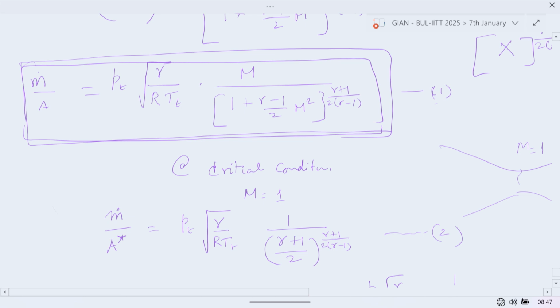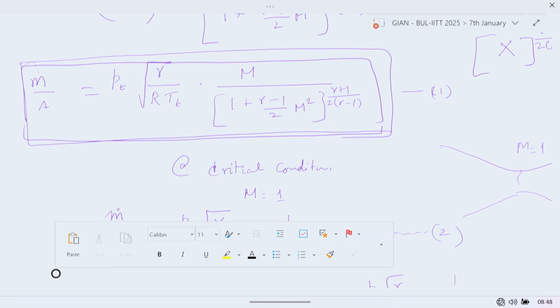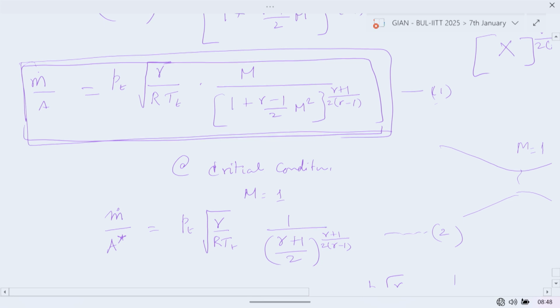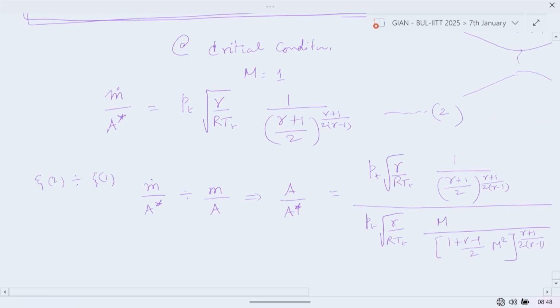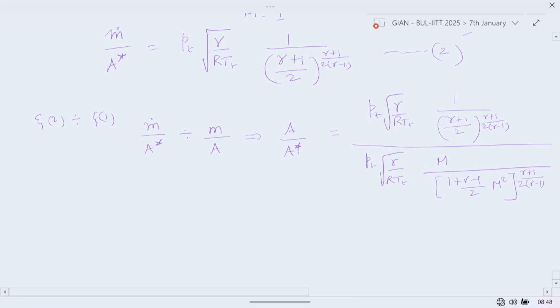Now I try to apply it for the critical condition. Wherever M is there, I put 1. The equation reduces to this form. This is equation 2. Now I took equation 2 divided by equation 1. I get an expression A by A star. So now I have written this equation.